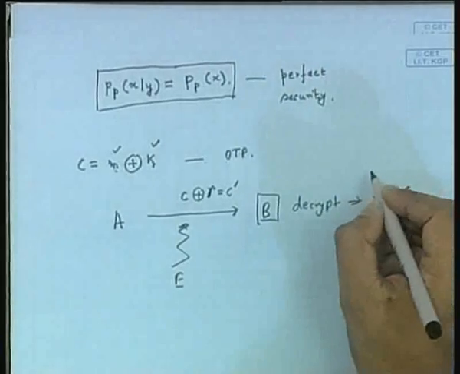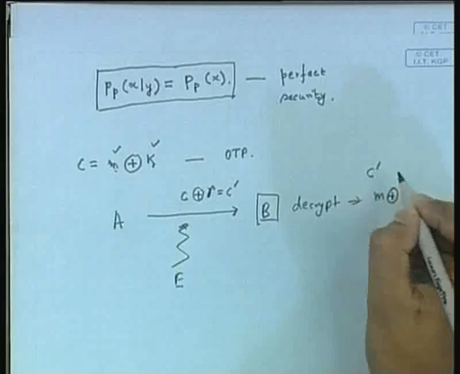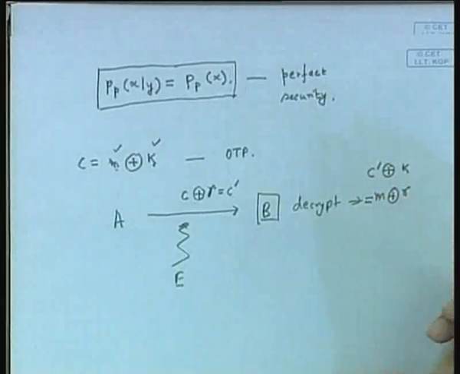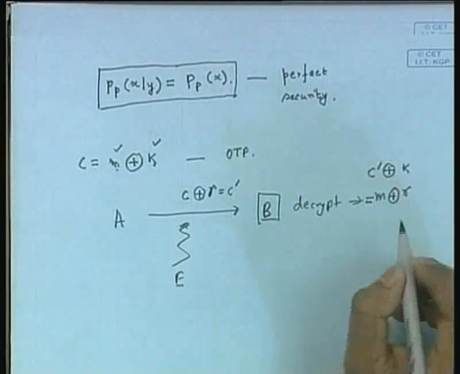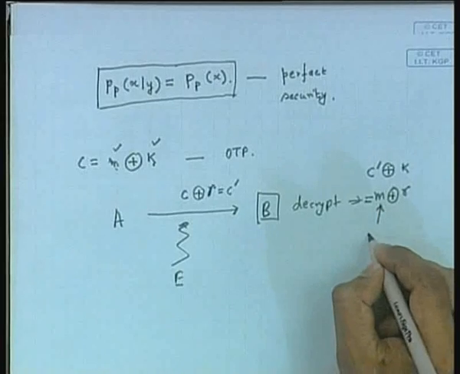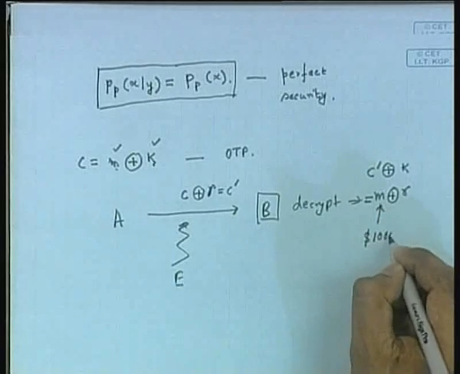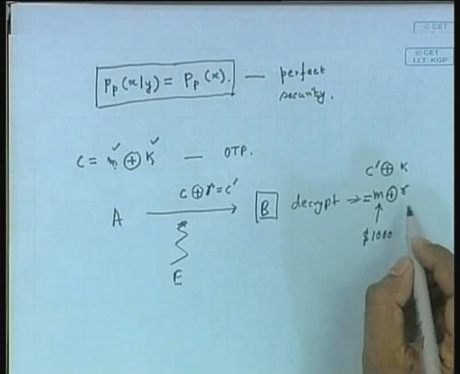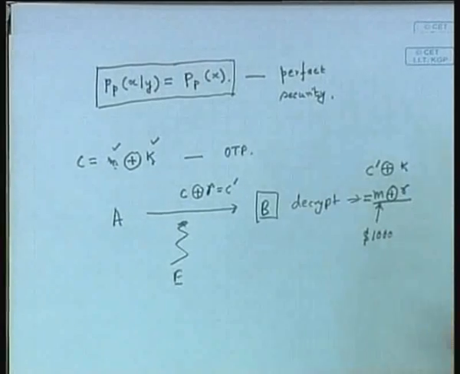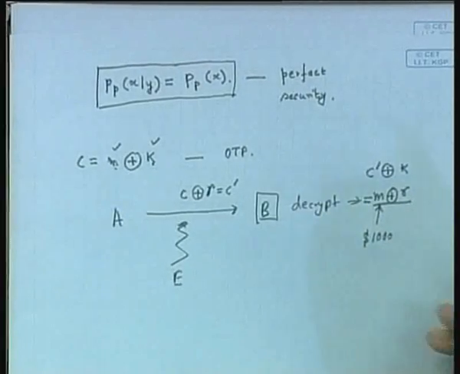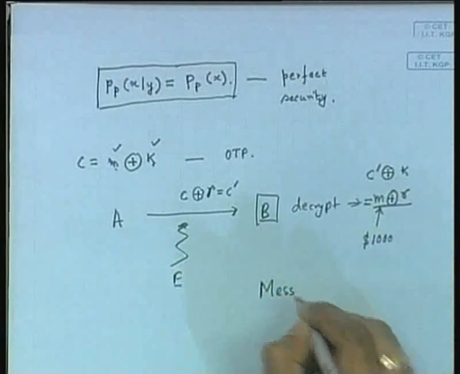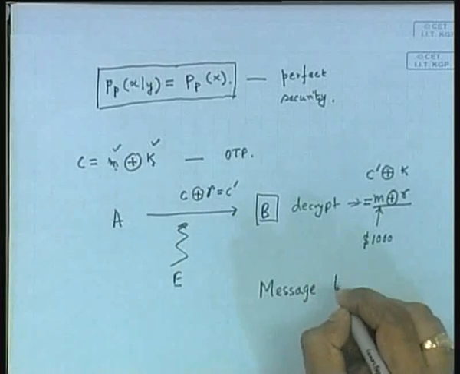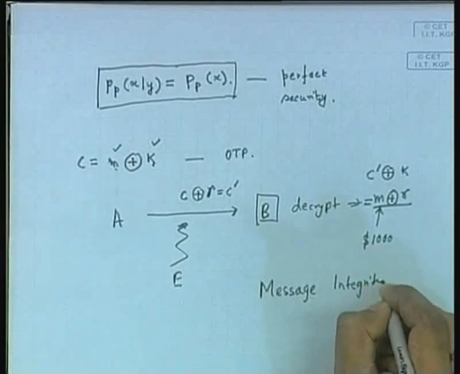So B obtains C dash and XORs that with the value of K, and he obtains back M XOR R, right? Suppose he wanted to transfer 1,000 rupees. Because of this XORing, he essentially finds out that 10,000 rupees is being transferred. So although it gives you perfect security, you have a problem of message integrity. That is actually questionable.